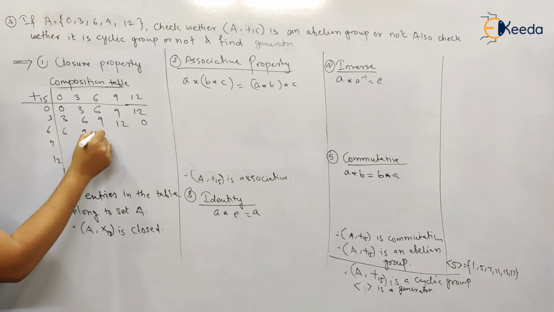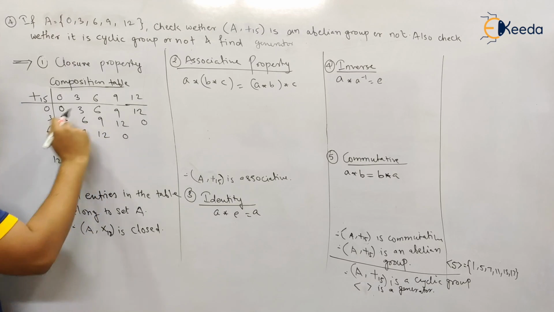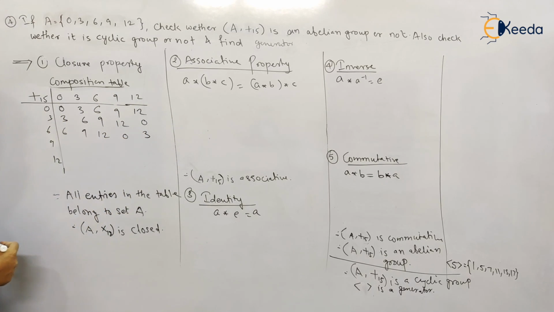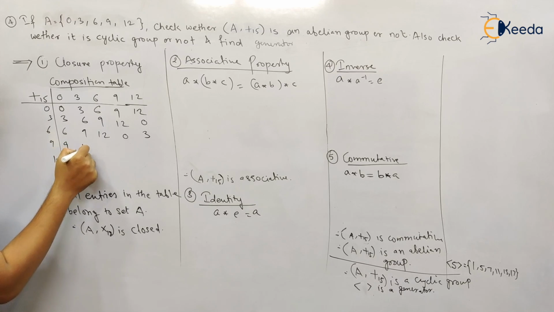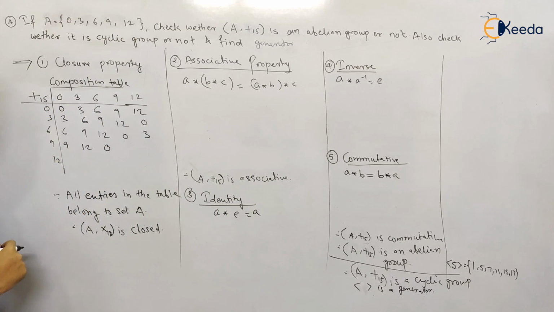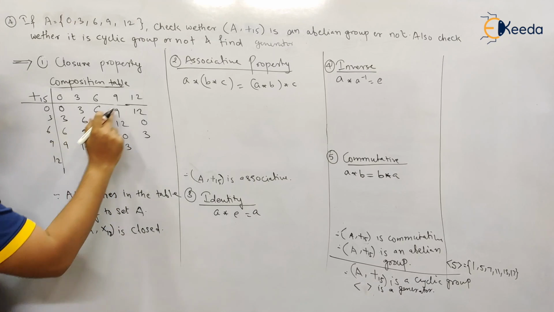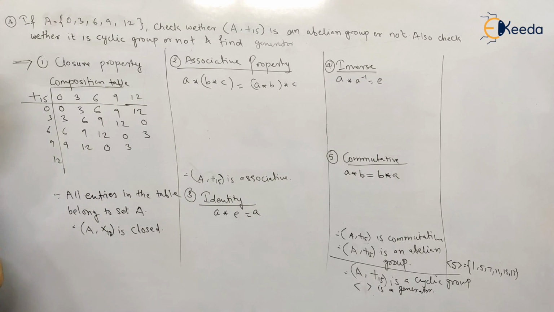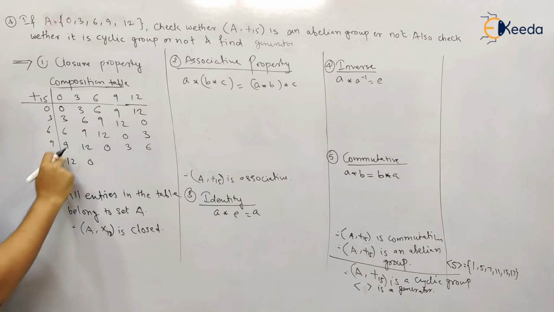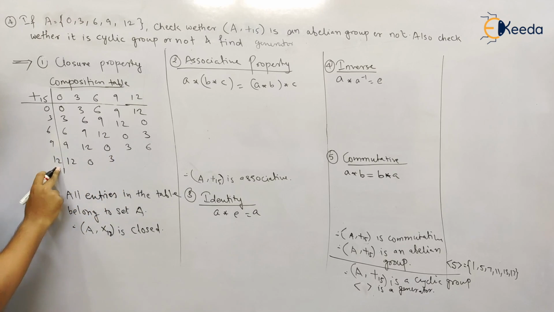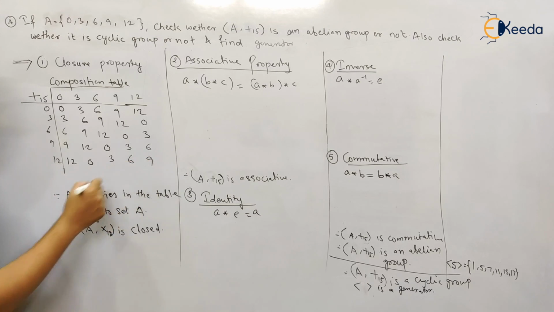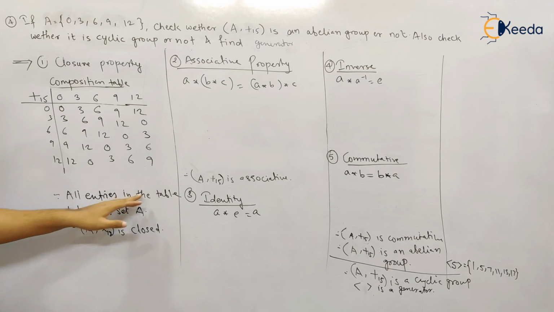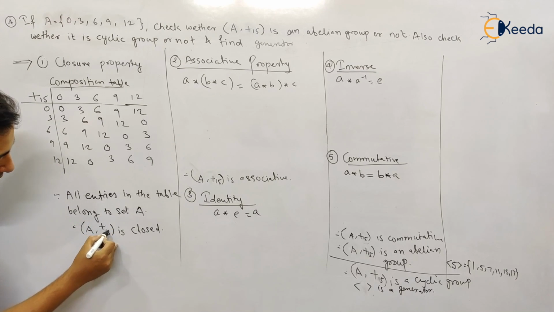Next, 6. 6 and 3, 9. 6 and 6, 12. 6 and 9, 15, so the remainder is 0. 6 and 12, 18 divided by 15, the remainder is 3. Next, 9: 9, 12, 15. 9 and 9, 18 divided by 15, remainder is 3. 12 plus 9 is 21 divided by 15, remainder is 6. 12 plus 12, 24 divided by 15. So this is the composition table. All entries in the table belong to the set A, so (A, +15) is closed.